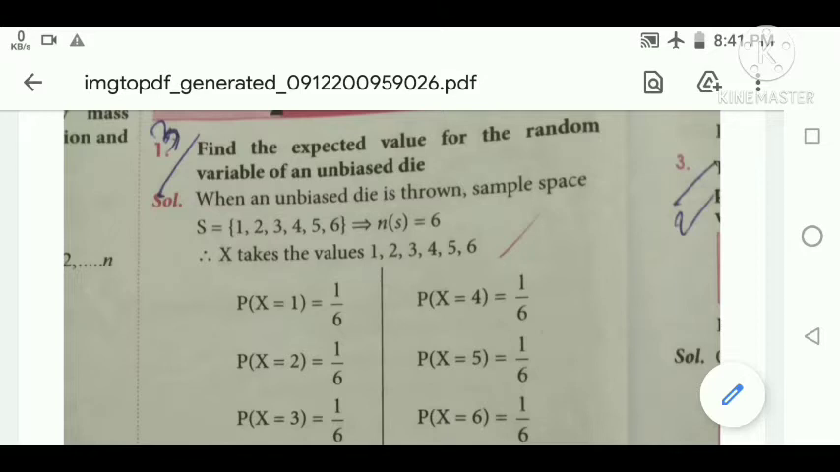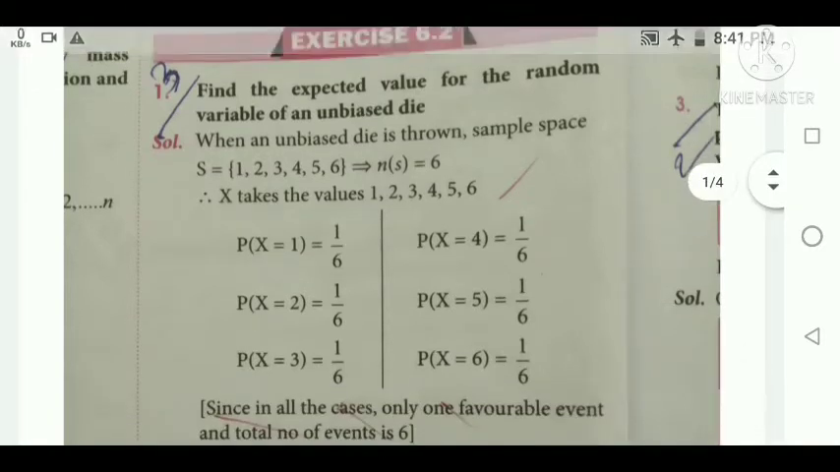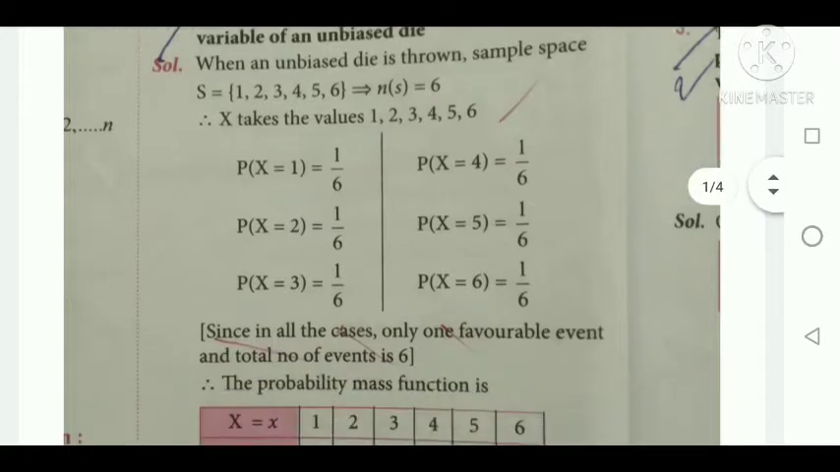So, we have to find it for each and every category. For x equal to 1, the probability is 1 by 6. Okay. x equal to 2 means 1 by 6, and x equal to 3 means 1 by 6. Again for 4 it is 1 by 6, as well as 5 and 6, because only one chance is there of getting 1, 2, 3, 4, 5 or 6. Since in all the cases there is only one favorable event, and the total number of events is 6, therefore the probability mass function.